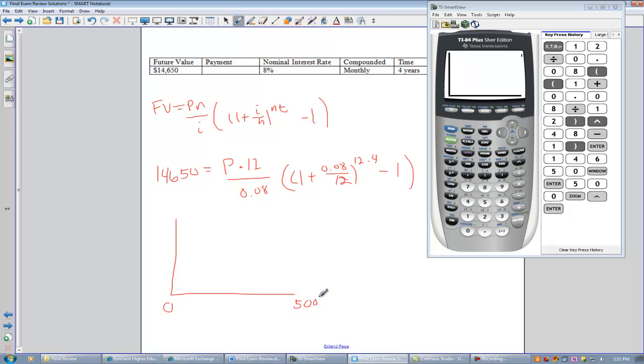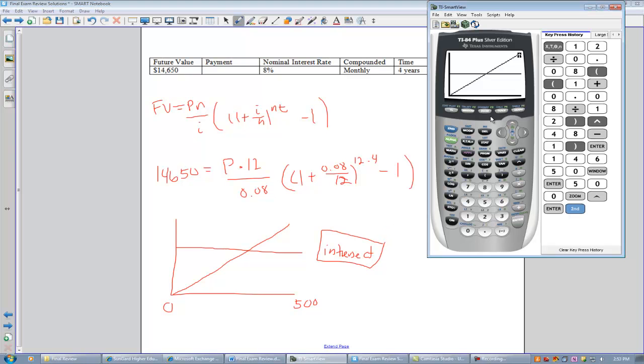And so I hit zoom fit, and I wait. And here slowly, it draws my graph, which looks something like this. And then when it gets to the end, it should put a line through there, something like that probably. And I'm going to intersect to find where they cross. Yep, there it is. All right, so I hit second, trace, go to number 5, which is intersect, hit enter 3 times, and it's going to tell me my payment P is about $259, and it looks like 98 cents.